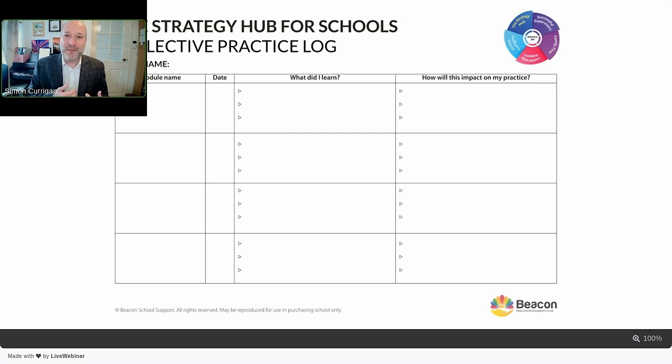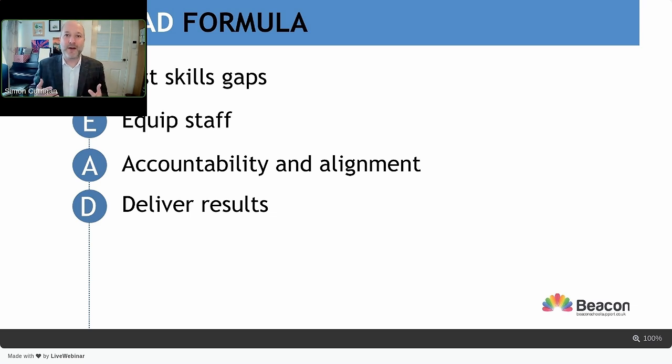But without that accountability piece, what people tend to do with any form of training is they will watch it and then over time they forget it if they're not implementing immediately. So the reflective practice log and the accountability are key planks of making sure Behaviour 360 has impact in your school. So we've listed the skills gaps on the lead analysis. We've written a success path plan to equip our staff with the knowledge they need. Then we have to do the hard bit, accountability and alignment.